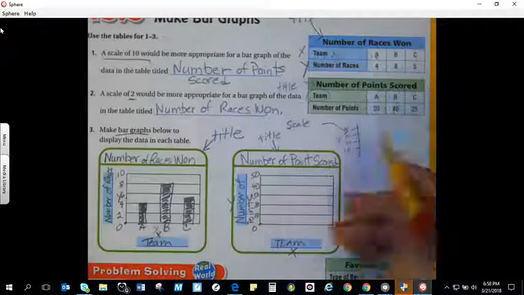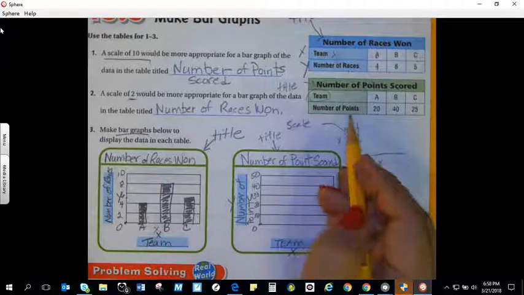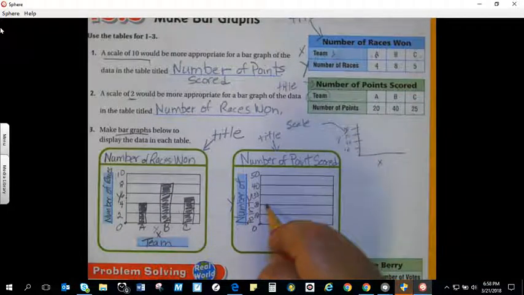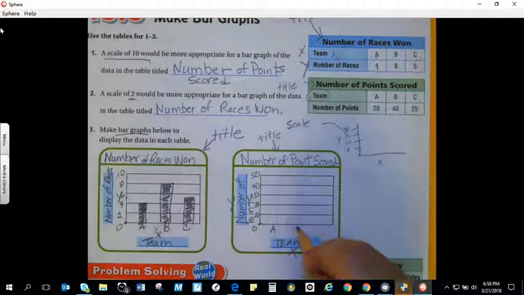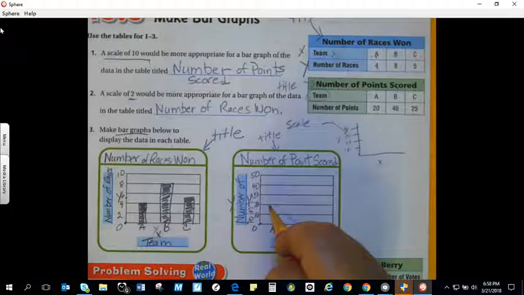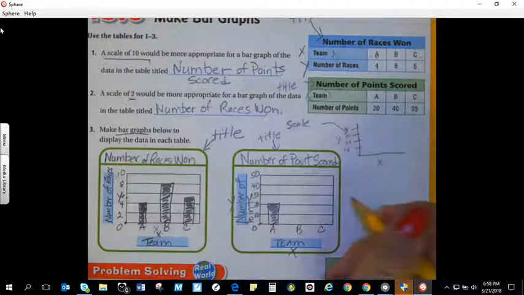Team A scored 20 points. So I'm going over to my 10, 20 bar. There's Team A, Team B, and Team C. And I shaded it in. And you should have done that as well. So how are you doing so far?